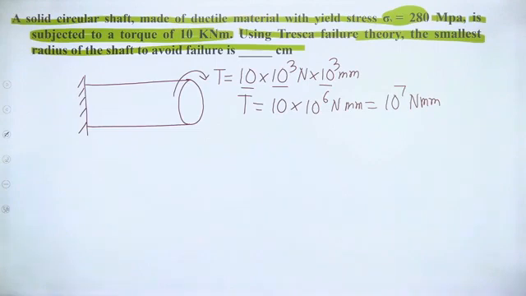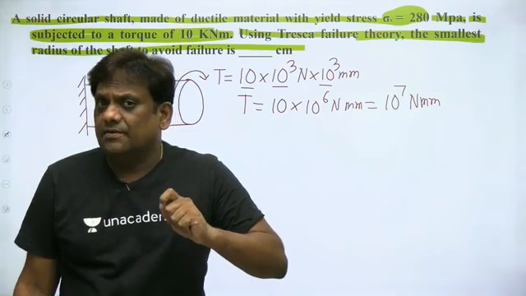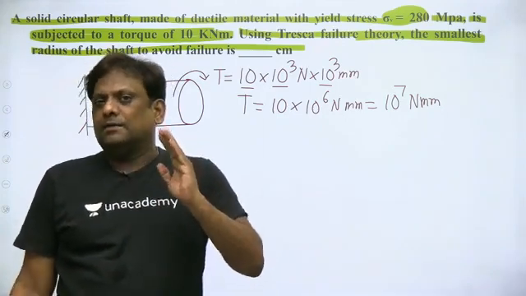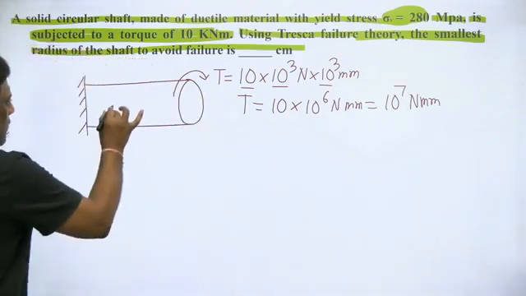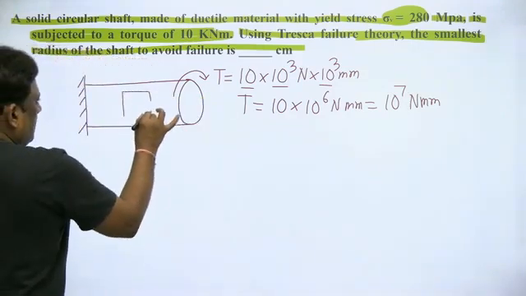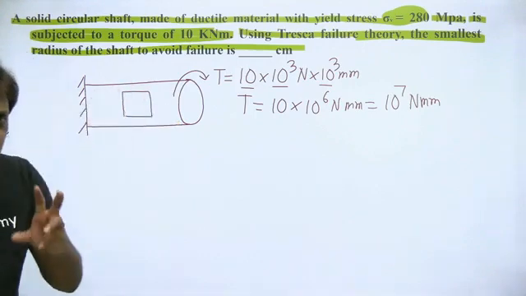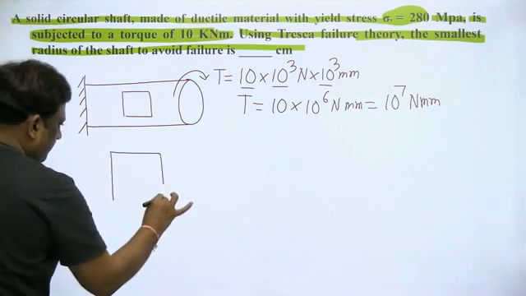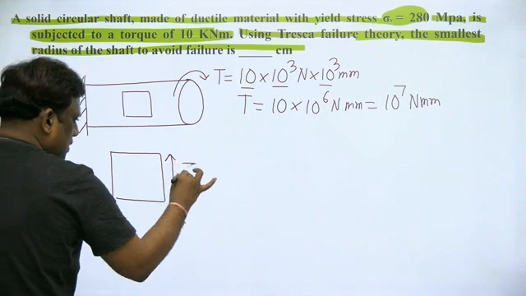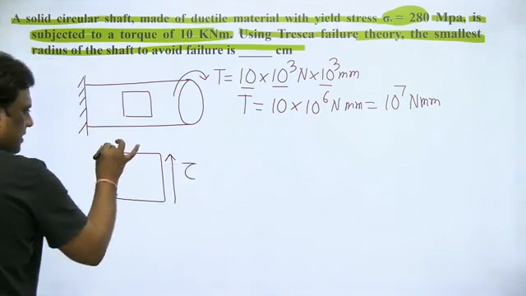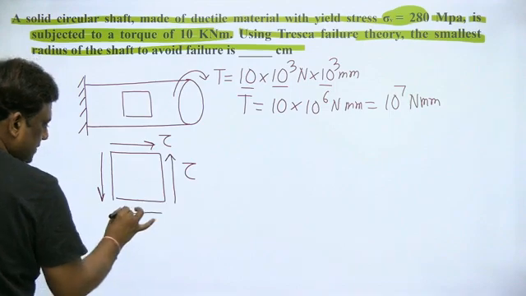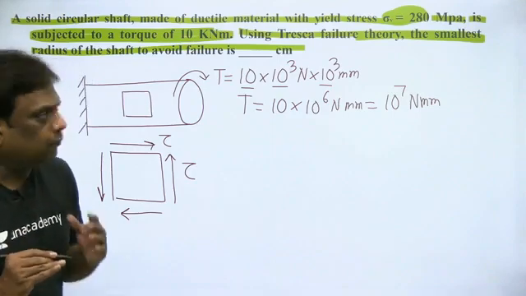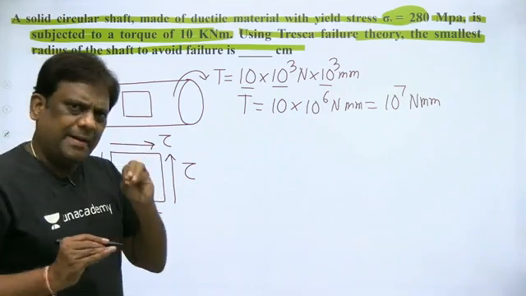Now he is asking, according to Tresca's failure theory, what is the minimum radius of the shaft to avoid the failure? Whenever a member is subjected to pure torsion, if you take an element on the surface, we have something like this. This is tau max, this is tau max, this is tau, and this is tau. Okay, no problem at all. Right. Let's try to find out the maximum shear stress.